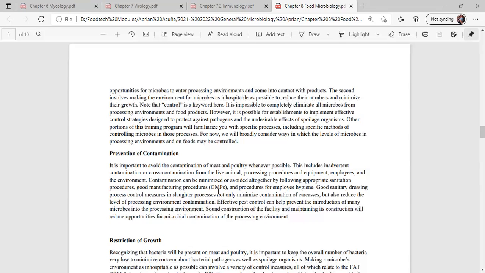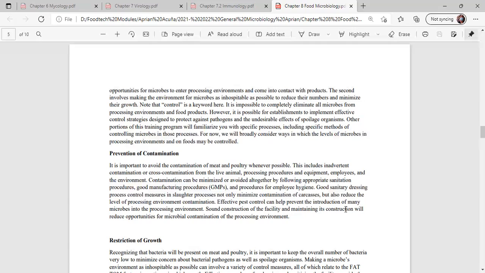For prevention of contamination, it is important to avoid contamination of your meat and poultry whenever possible. This includes inadvertent cross-contamination from the live animal, your processing procedures, your equipment, the employees or workers, and the environment or workplace. The contamination can be minimized or avoided altogether by following appropriate sanitation procedures, good manufacturing practices or your GMPs, and procedures for employee hygiene.